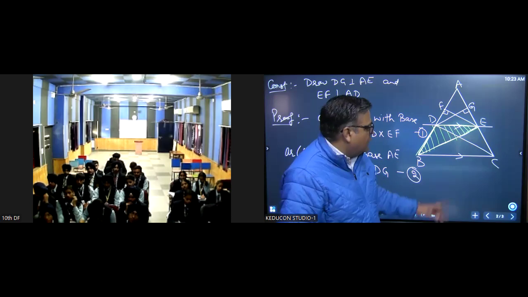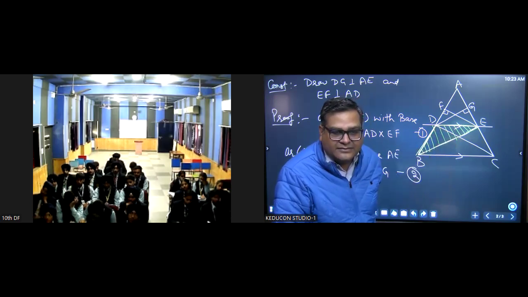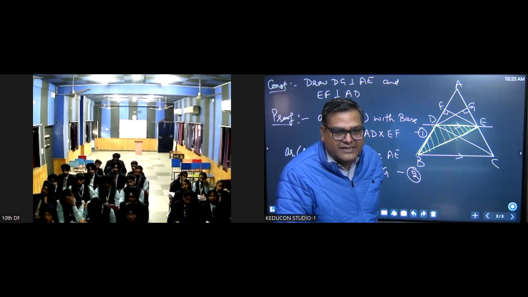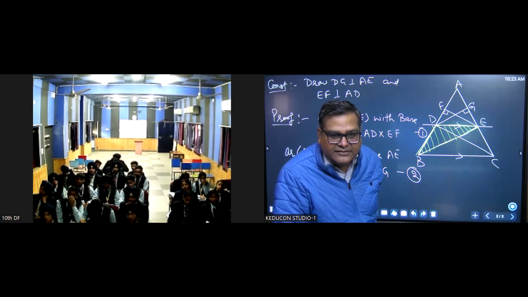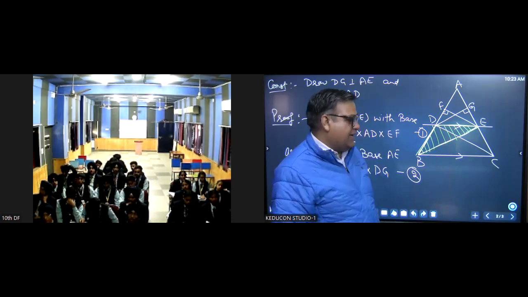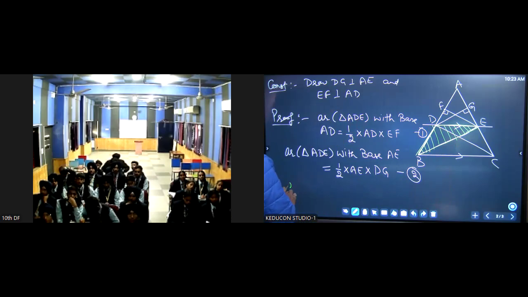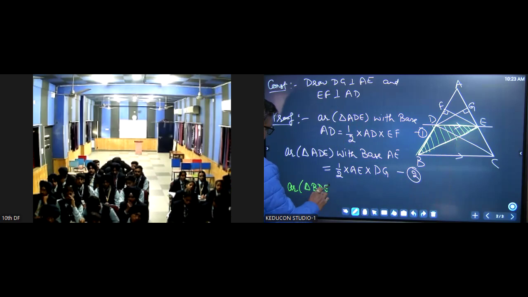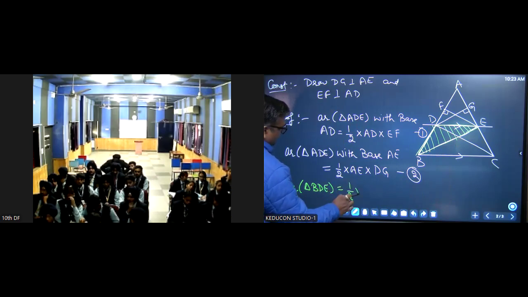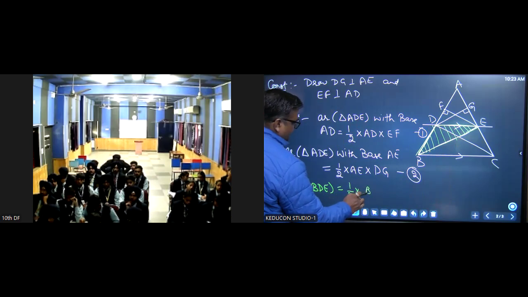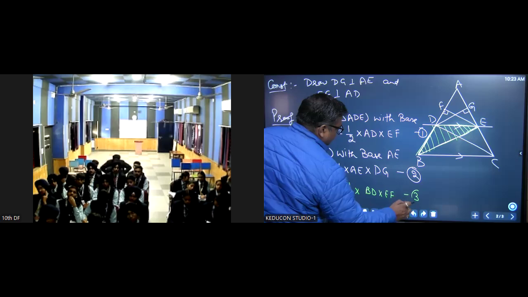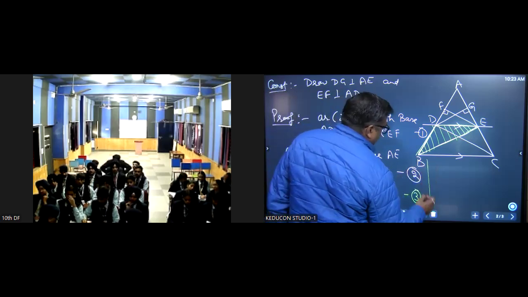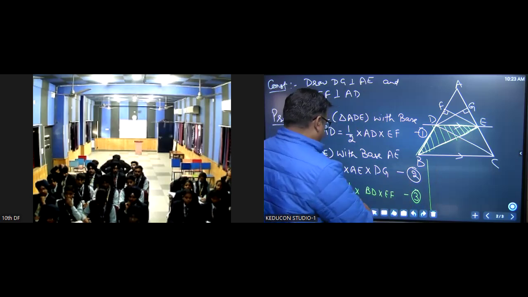Yes. Now what will be the area of triangle BDE? Half into base. What is base? BD. What is height? EF. Yeah, FE. Very good. Now area of triangle BDE is equal to half into base into height. This equation is correct. Now similarly, what will be the area?